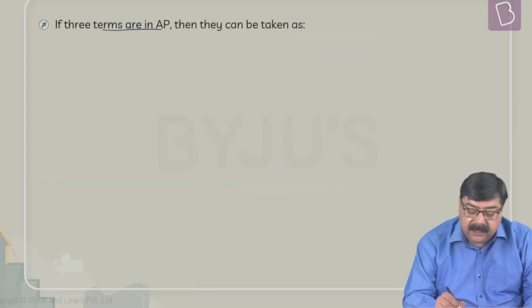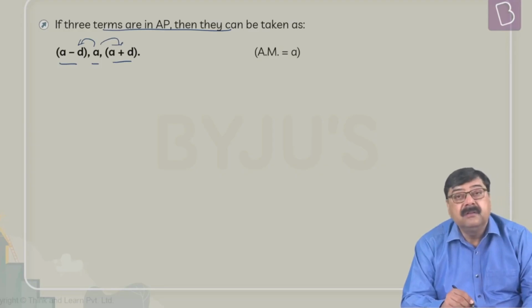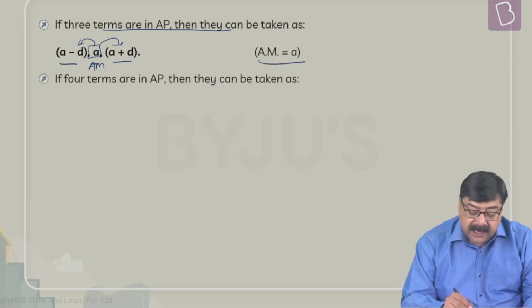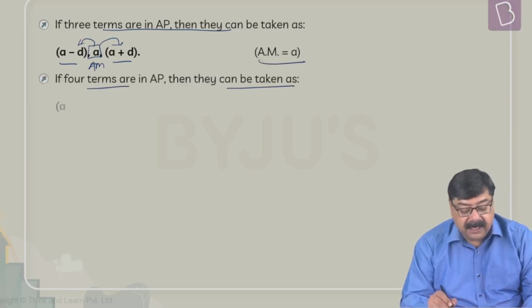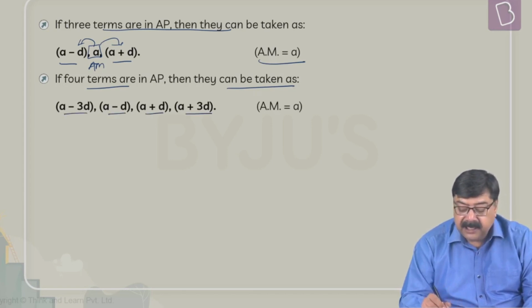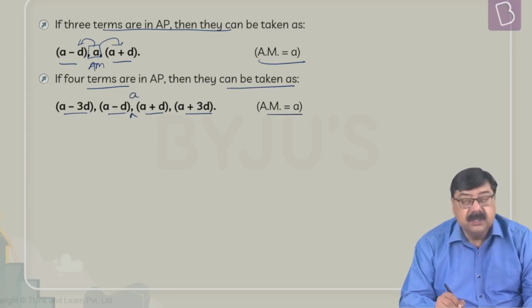Now, if three terms are in AP, they can be written as a minus d, a and a plus d. So d less and d more from a, and a here happens to be the arithmetic mean. If there are 4 terms, then they can be taken as a minus 3d, a minus d, a plus d, a plus 3d. AM, or arithmetic mean, still remains to be a.